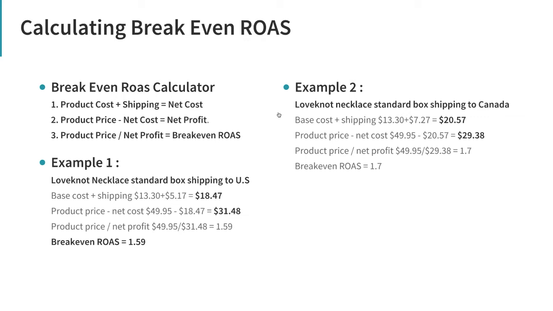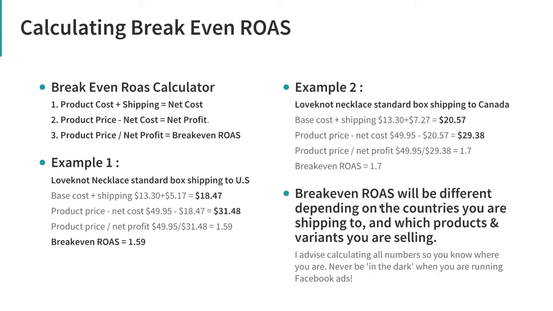Next example, this is the same necklace, but we're going to ship to Canada in this case. Maybe you get a customer from there. So you can see it will be pretty much equal to what we had here, but you're going to incur a higher shipping cost because you're shipping to Canada. So your net cost will be higher, therefore your net profit will be a bit lower. So your break-even ROAS will end up being higher. So if you're running ads to Canada, your break-even ROAS on Canadian customers is going to be 1.7.